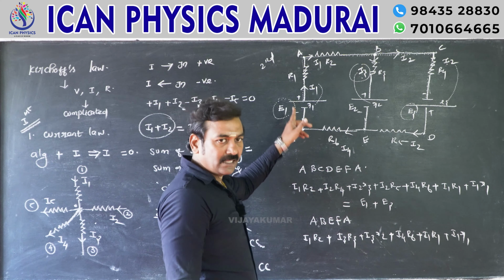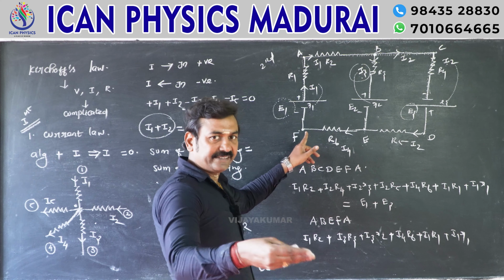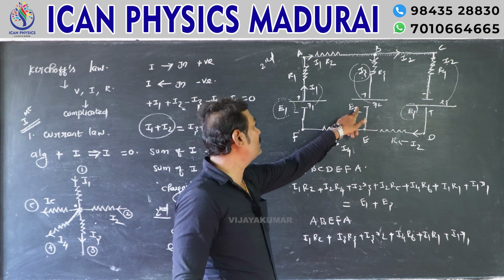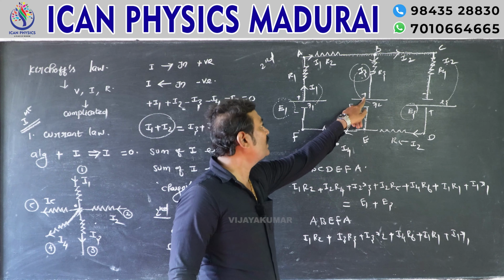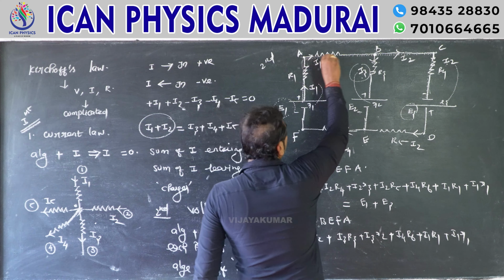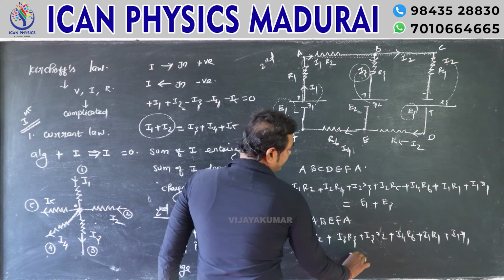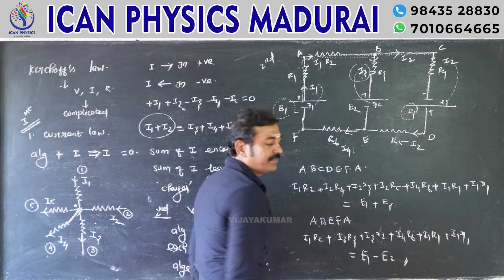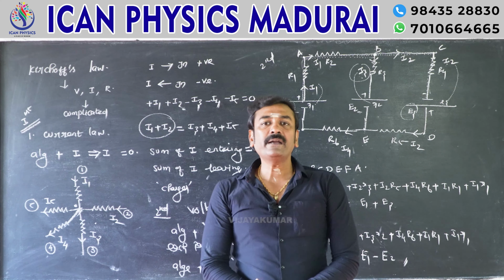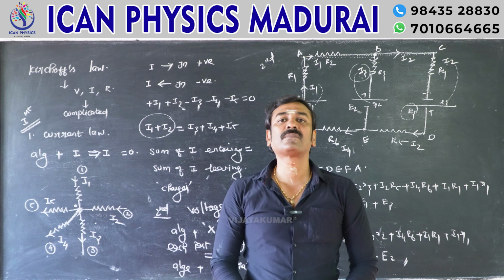Now the algebraic sum of EMF in that closed circuit. In this closed circuit, we have E1 and E2, but the positive and the positive are connected. So we can write E1 minus E2. Do you get it now? Do you have any doubts? No doubts.